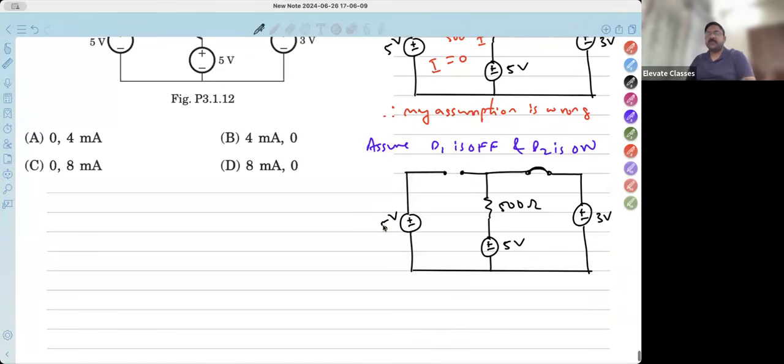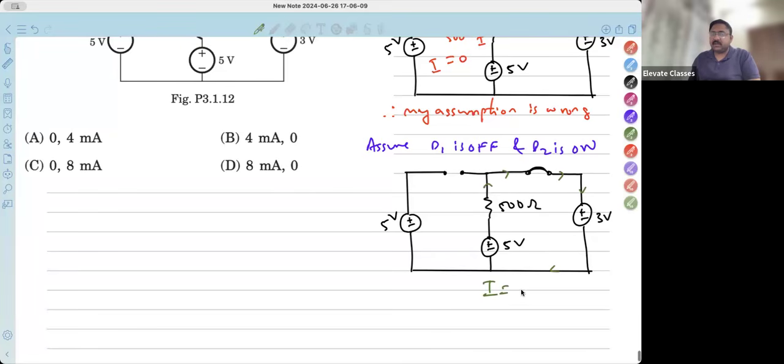This becomes a short circuit. Then this is not a part of the circuit anymore. Now I will find out how much current is in this branch. What will be the current in the whole circuit? The current of the circuit will flow here like this. Okay, this will be the current I.